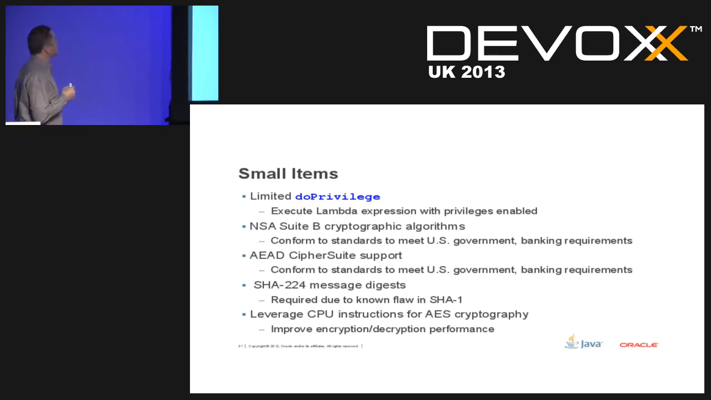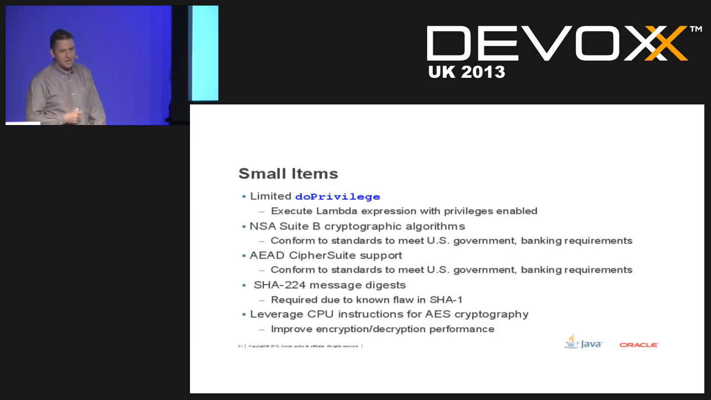A few other small items. Limited doPrivilege. This is a new method that we're adding to be able to execute things like a Lambda expression with the privileges that you have. So there are ways of tying that in. Few other things. There are various three-letter and four-letter acronyms. There's the NSA Suite B cryptographic algorithms and the AEAD, which is the authenticated encryption with associated data, cipher suite support. Both of these are really mandated by the US government and various banking institutions, so we need to support those.